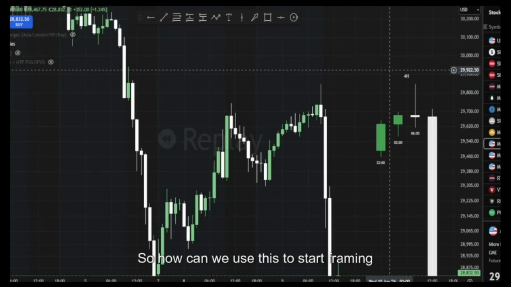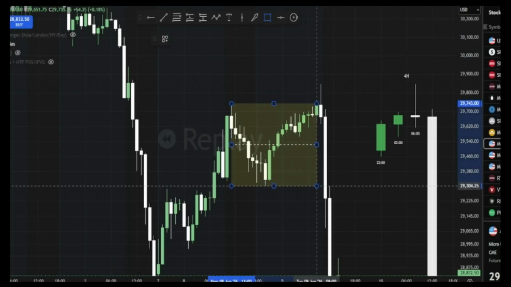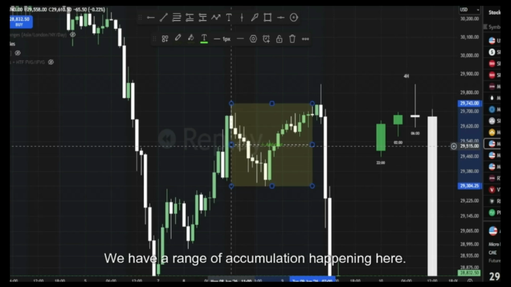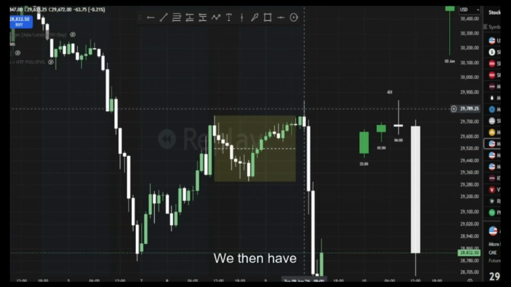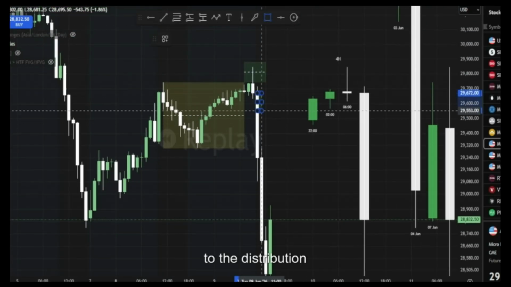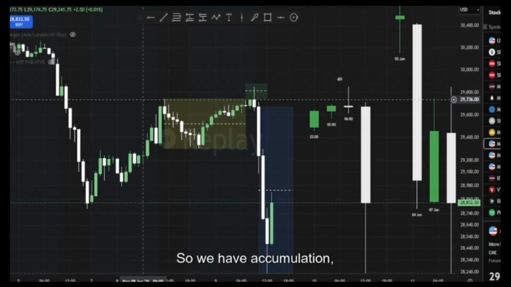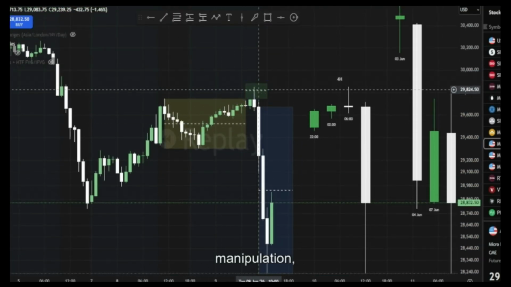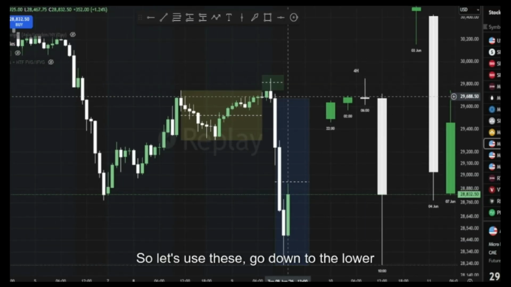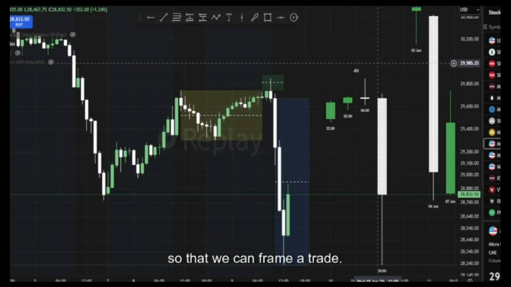So how can we use this to start framing trades? This just happened today on NQ. So we're on the hourly chart. Let's just look at this one. We have a range of accumulation happening here. We then have manipulation higher, as we can see here, prior to the distribution down. Okay, so we have accumulation, manipulation, distribution. So let's use these, go down to the lower time frame so that we can frame a trade.